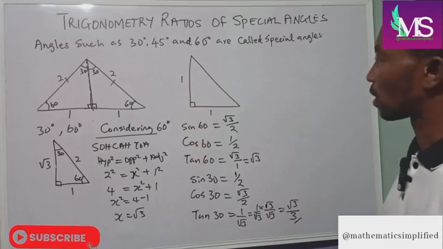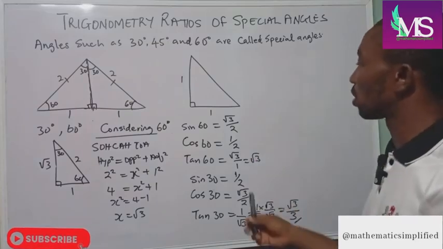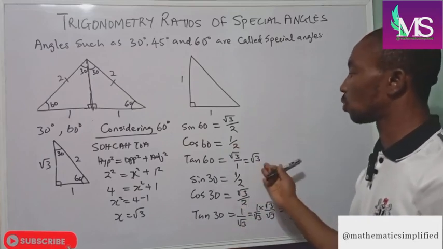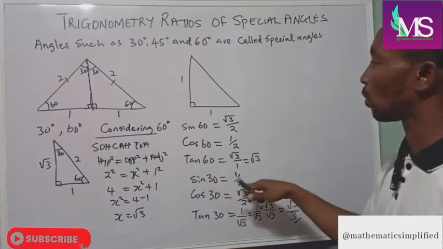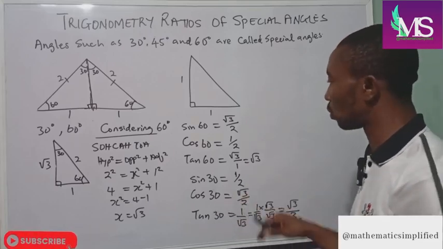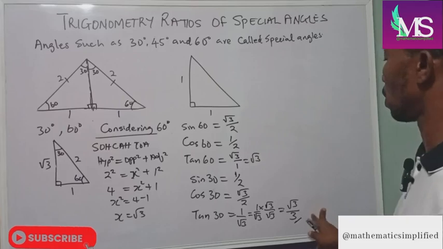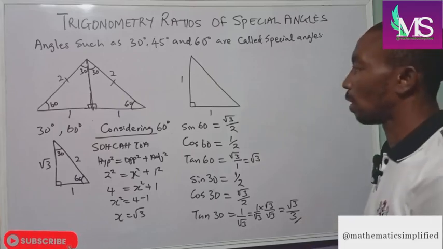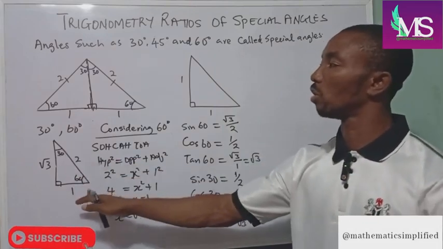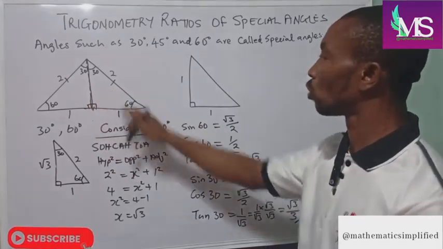So for sin 60, we have root 3 over 2. Cos 60, we have 1 over 2. Tan 60, we have root 3. Sin 30, we have a half. Cos 30, we have root 3 over 2. And tan 30, we have root 3 over 3. Now, this is how you calculate your 30 and 60 degrees using your equilateral triangle.